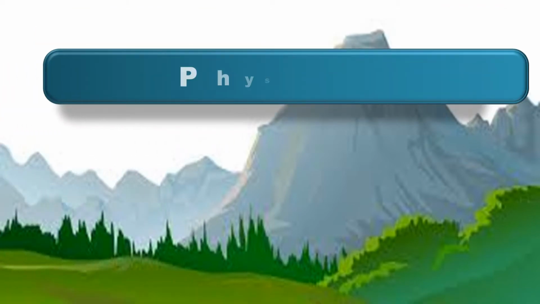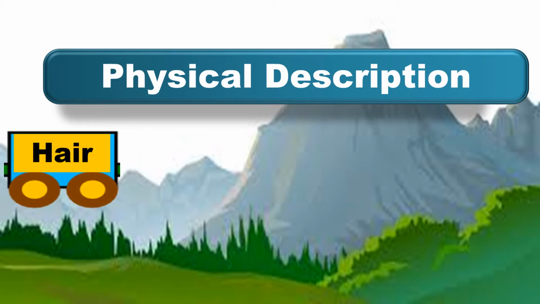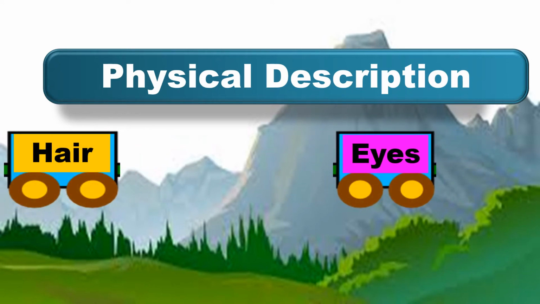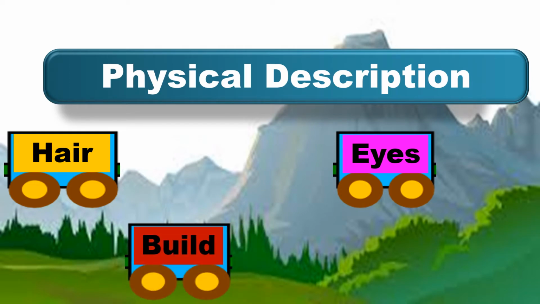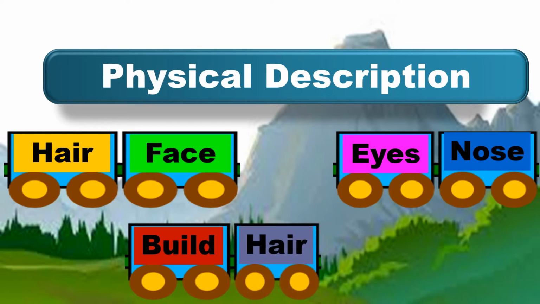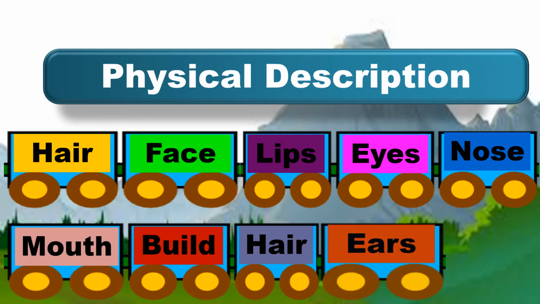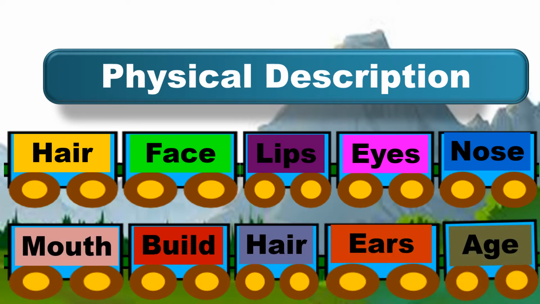In today's video, I am going to talk about physical description. This is describing someone basing upon how they look. So this involves the categories such as the hair, the eyes, the build, the face, the nose, the lips, the mouth, the ears, and the age.